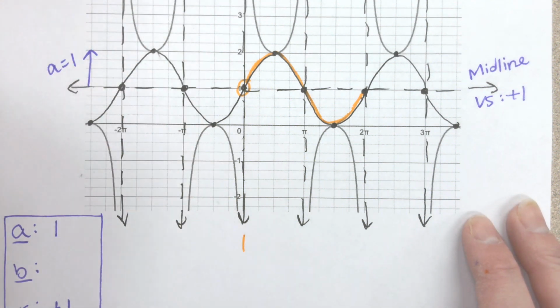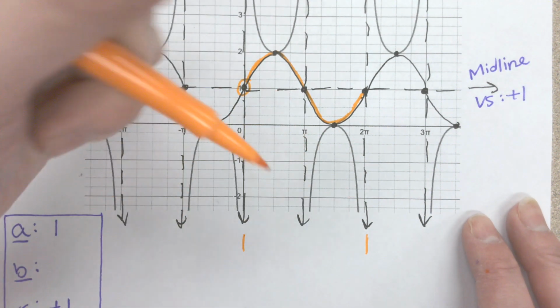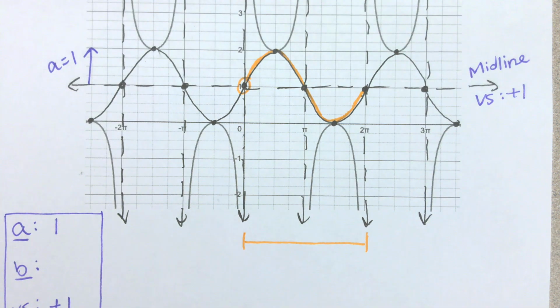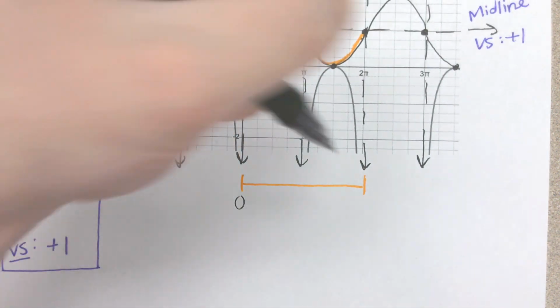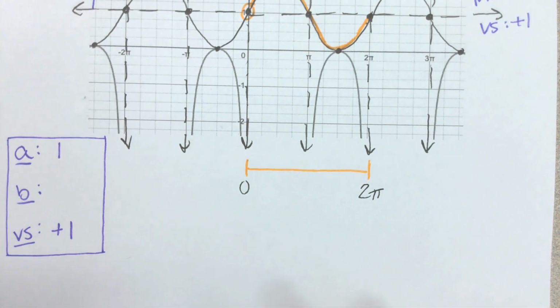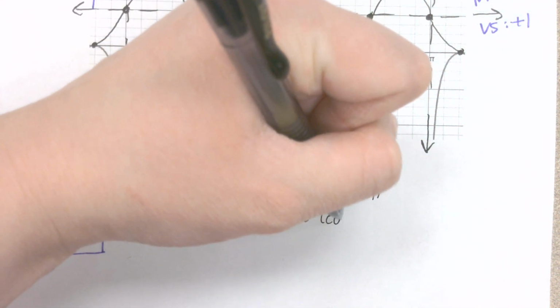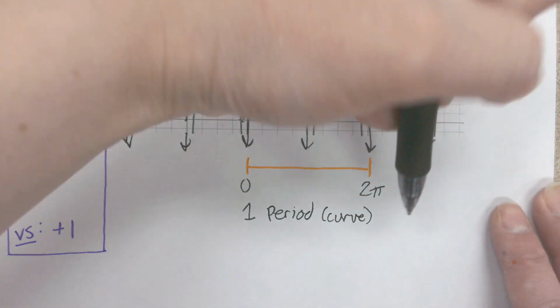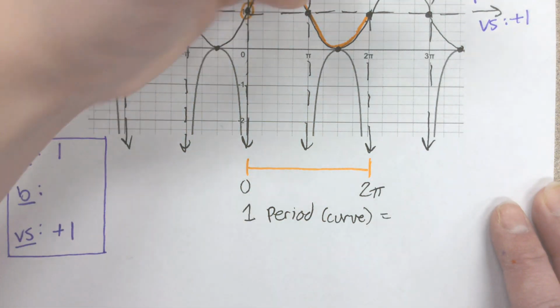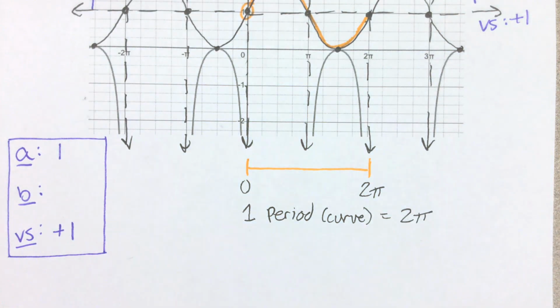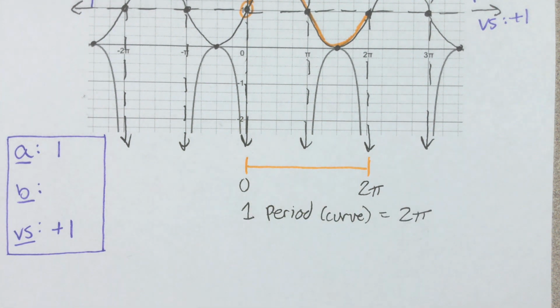So we start here at 0, and we end here at 2 pi. So 0 to 2 pi, 1 period, which is a curve, and this problem is 2 pi. Again, this is really easy when you start at 0 because you don't really have to do any math. For starting at 0, it's whatever number you end up at.